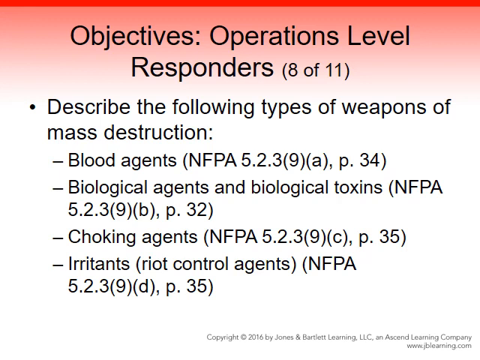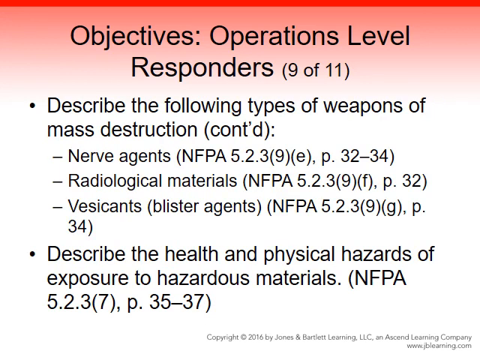Describe the following types of weapons of mass destruction: blood agents, biological agents and toxins, choking agents, and irritants. Describe the following types of weapons of mass destruction: nerve agents, radiological material, and vesicants, also known as blistering agents. Describe the health and physical hazards of exposures to hazardous material.